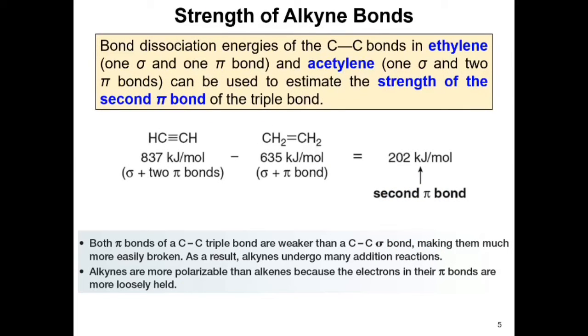The energy of the second pi bond in an alkyne can easily be estimated by taking the difference in the bond dissociation energies between an acetylene molecule and ethylene molecule. So here we have the bond dissociation energies for acetylene and ethylene. Taking the difference between them, we get 202 kilojoules per mole, which is the estimated energy for the second pi bond in an alkyne molecule. Both pi bonds in the triple bond are easily broken in a lot of chemical reactions because they are relatively weaker compared to sigma bonds. As a result, alkynes undergo many addition reactions.